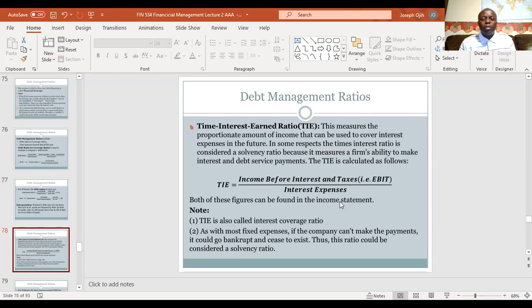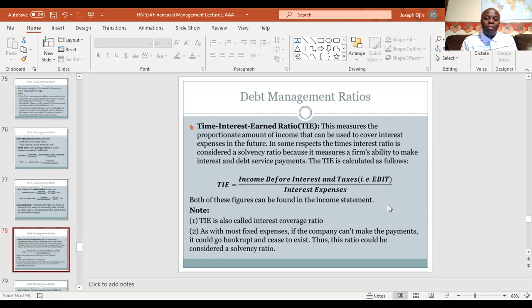So for the times interest earned ratio, the formula is income before interest and taxes, which we call earnings before interest and taxes, EBIT, divided by interest expense. I wrote it right here: EBIT divided by interest expense. Now this ratio tells us if the company can make the payments, or if it's going to go bankrupt.